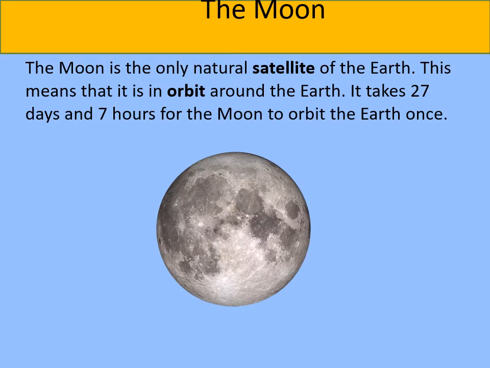So first things first about the Moon. There are many man-made satellites orbiting the Earth, but there's only one natural satellite of the Earth, and that is our Moon. It takes 27 days and 7 hours for the Moon to orbit the Earth once.